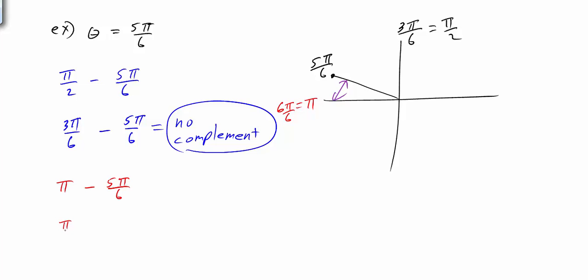Here we would have pi over 6. So if we multiply this by 6, this would be 6 pi over 6 minus 5 pi over 6. And if we subtract, we end up with 1 pi over 6. But if you think of counting this off, 5 pi over 6, this distance here, the other complement here is going to be pi over 6.